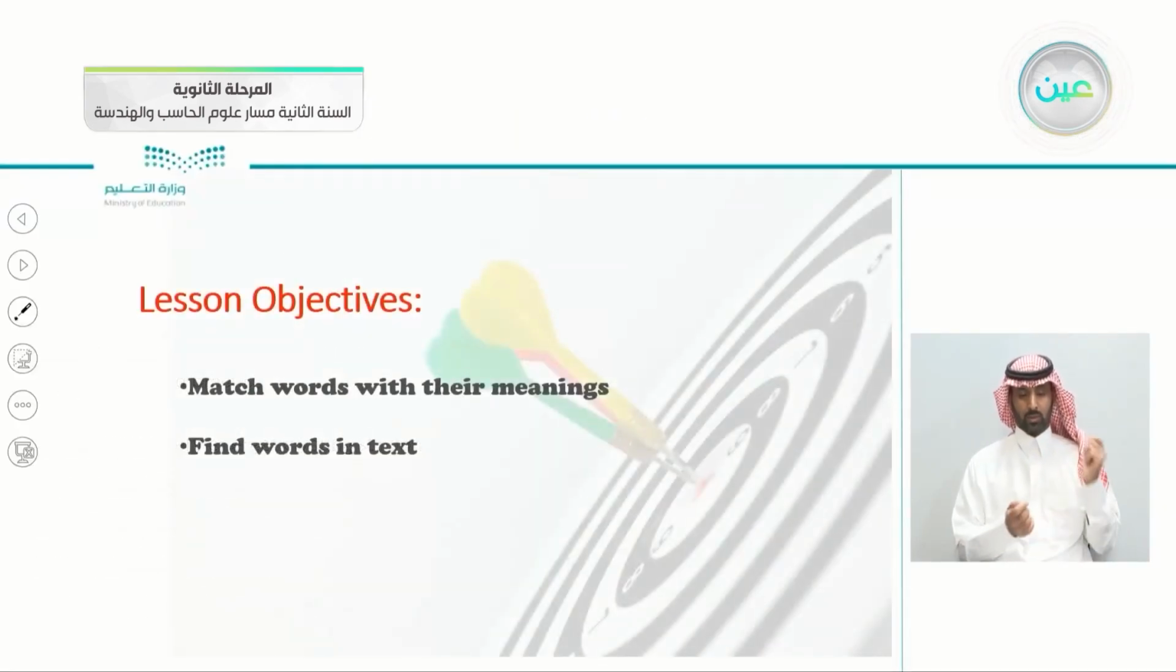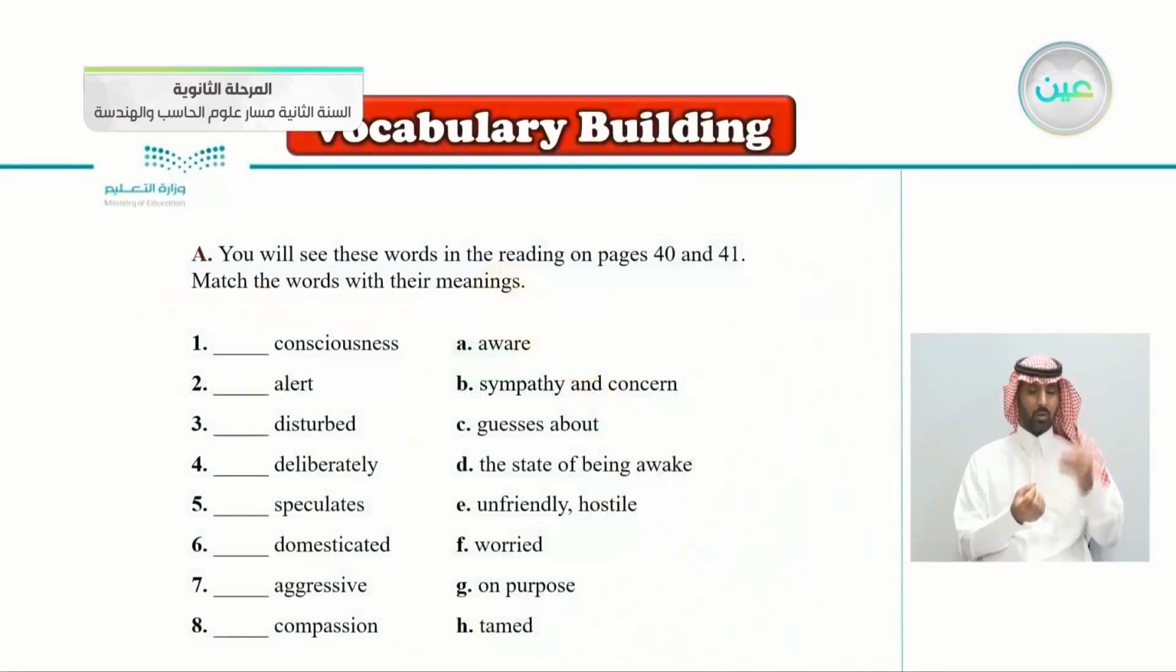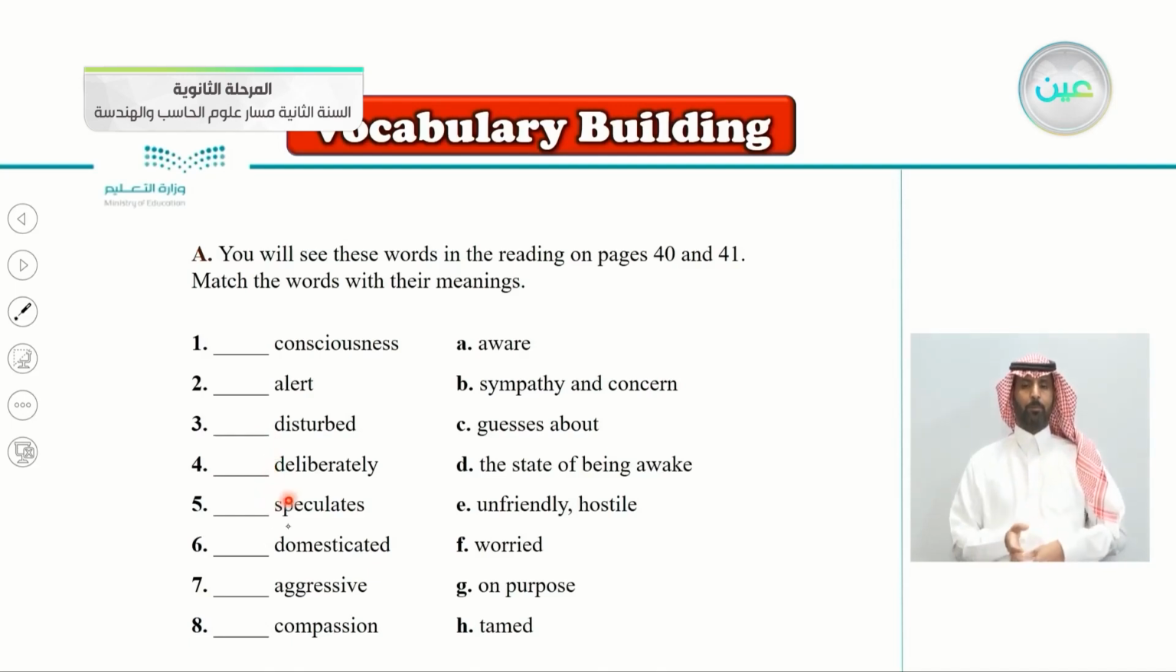Jumping to today's lesson. Match the words with their meanings. Find words in the text. So we have these words. Number 1, consciousness, alert, disturbed, deliberately, speculates, demonstrated, aggressive, and compassion. We have to match them with the meanings from A to H. You will see these words in the reading on pages 40 and 41.